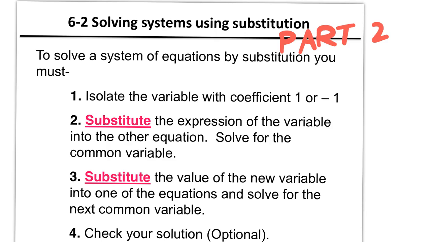Just a quick review of the steps how to solve by substitution. So you guys can read them on the screen. Number one, you isolate the variable with the coefficient 1 or -1. Number two, you want to substitute the expression you got from step number 1 into the other equation and solve for the common variable. In step number 3, you substitute the value you found in step number 2 into one equation. Doesn't matter which one you use in step 3, and you solve for the next common variable.